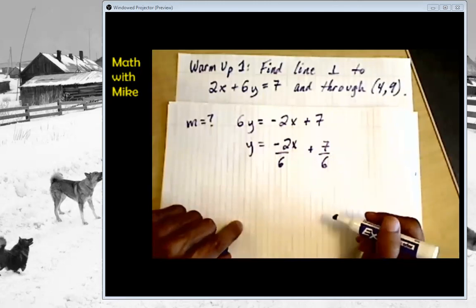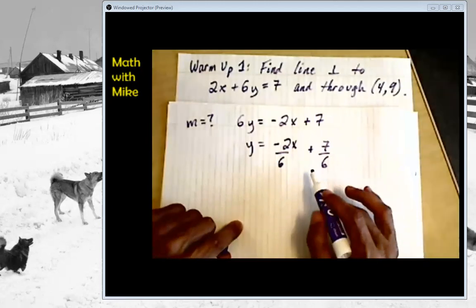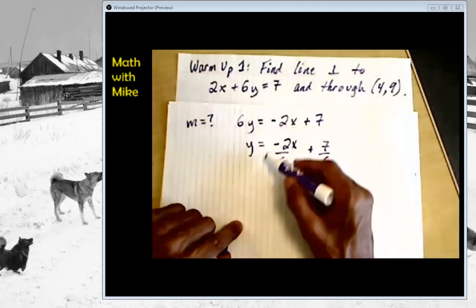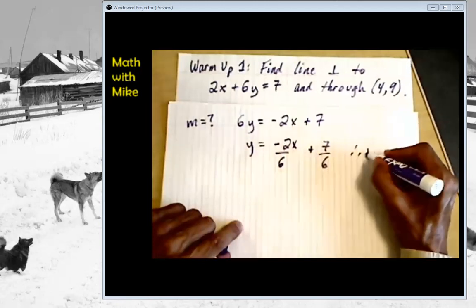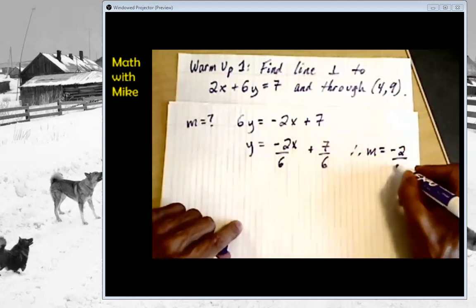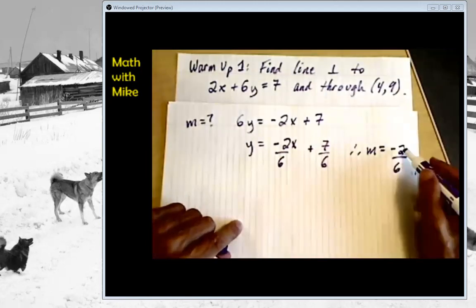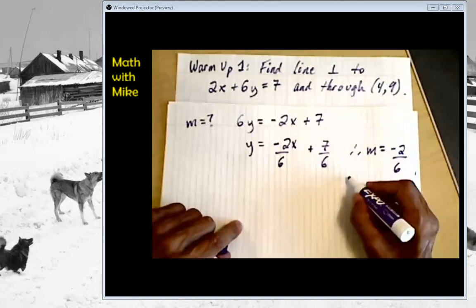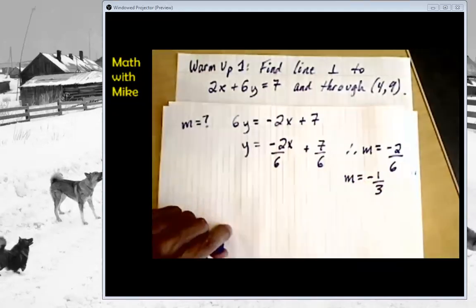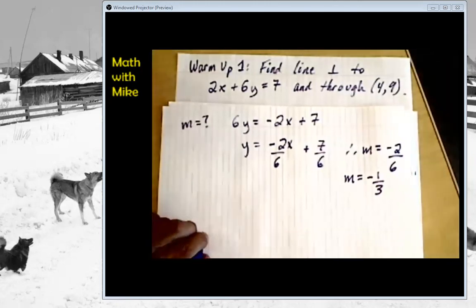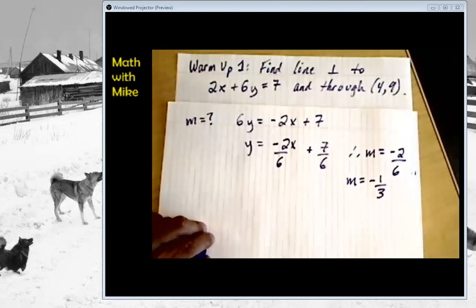Okay. We are looking for slope, which is the number in front of the x here. So we can say at this point that the slope is minus 2 over 6. But recognize that 2 over 6 can be simplified. And so we get slope is minus 1 over 3. Reduced is the official word, actually. So that's good. We get the slope of our original line.